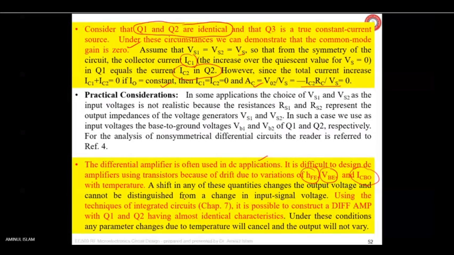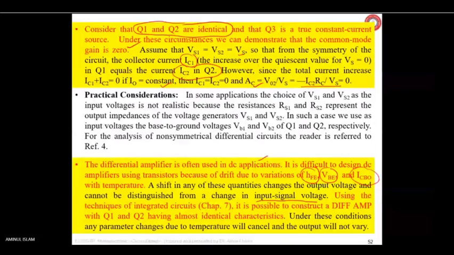So a shift in any of these quantities changes the output voltage and cannot be distinguished from a change in the input signal. I mean to say, these parameters are changing, so the output value is changing. So it is very difficult to distinguish whether the output is changing because the signal has changed, or because this parameter has changed.